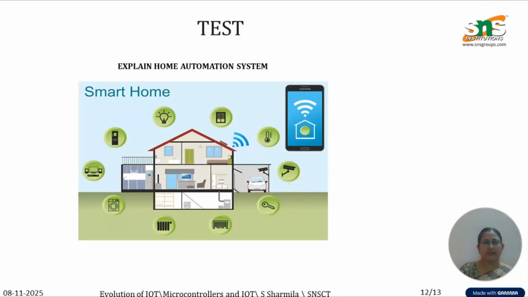Now it is time to test your knowledge. Explain a home automation system using IoT. IoT plays a vital role in the smart home. It provides smart monitoring, smart connectivity, smart automation and more.